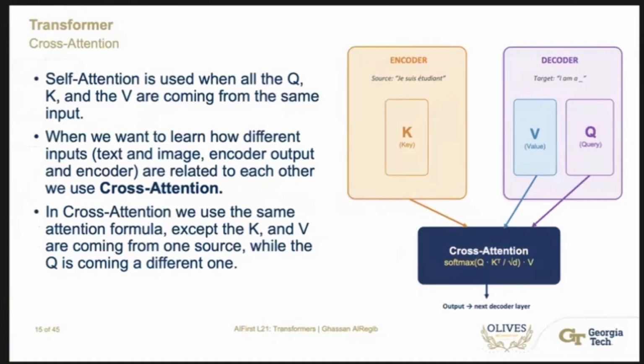And for cross-attention, as we mentioned, we have two different inputs. In this example, the two different inputs are from the encoder and the decoder. So we have our input from the decoder, and we wish to associate it with our input from the encoder. Basically, we take the query from the decoder and associate it with the key from the encoder.